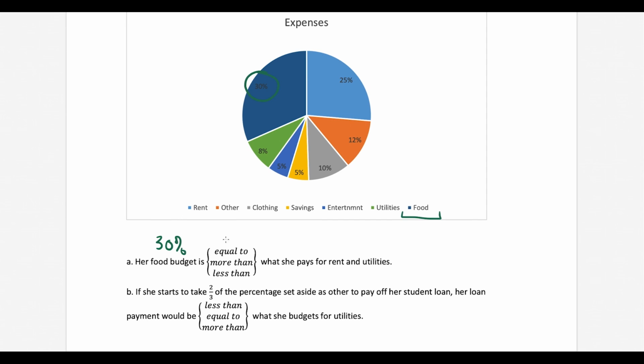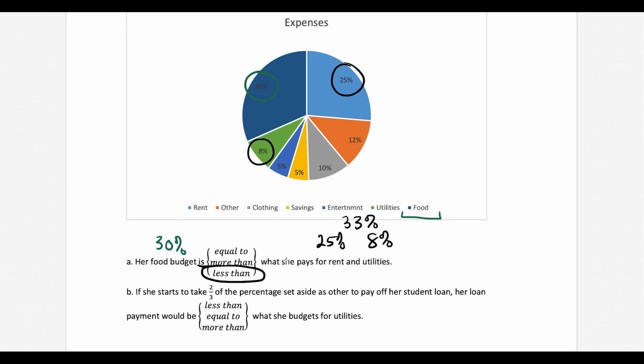And is this more than, less than, or equal to what she pays for rent and utilities? So rent is in light blue here. So that's 25%. So rent is 25%. And utilities is in green. That's 8%. So now if you think about this, 25% plus 8% would be a total of 33%. So notice the food budget is less than what she pays for rent and utilities. So less than is going to be our solution to A.